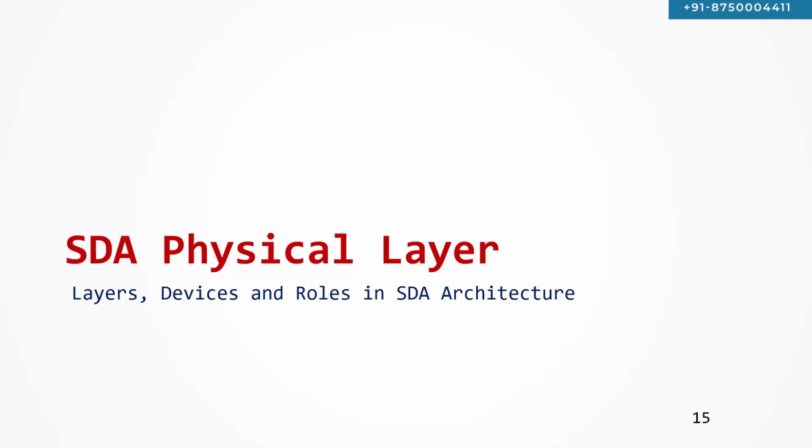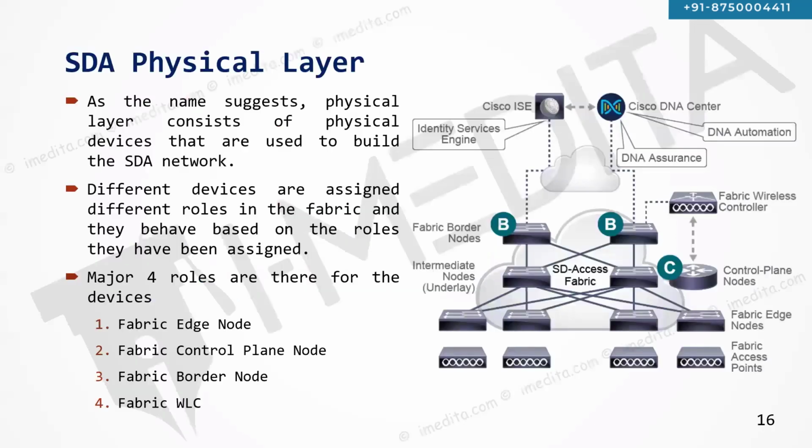Physical layer consists of devices and the roles that we can set on those devices. So as the name suggests, physical layer consists of physical devices that we can use to build our SDA network. And these devices will be connected via some cables, wires, and everything. You can use twisted pair, fiber optical, whatever.